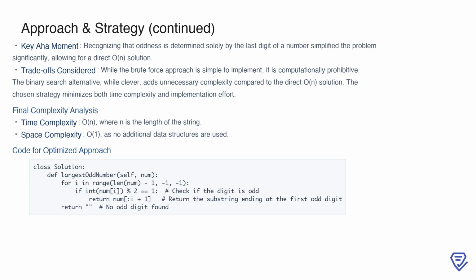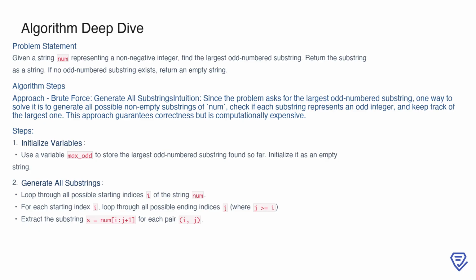We iterate through the string, check oddness using a modulo operation, and return the largest odd substring if found, or an empty string otherwise. The problem asks us to find the largest odd-numbered substring from a given string number that represents a non-negative integer. If no such substring exists, we return an empty string. One possible approach to solve this is through brute force, by generating all possible non-empty substrings of number, determining if each substring represents an odd integer, and keeping track of the largest one.